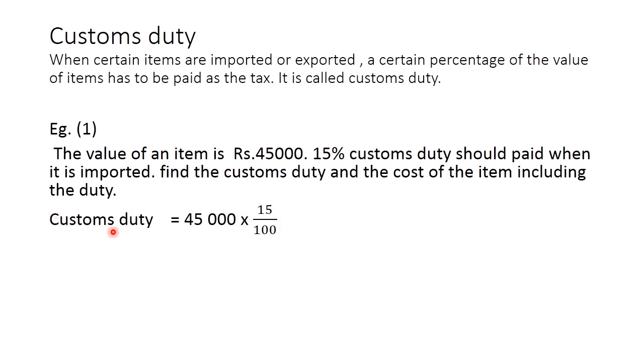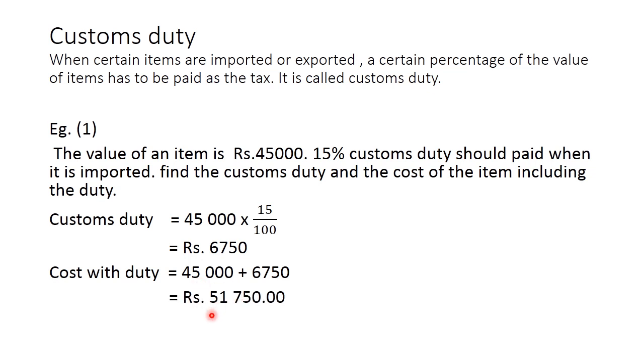First we can find the custom duty. 15% of 45,000 is 6,750. You can cancel the 20s, then multiply 450 by 15. 6,750 is the duty. Now the cost of the item and the paid duty together: the total is 51,750 rupees.